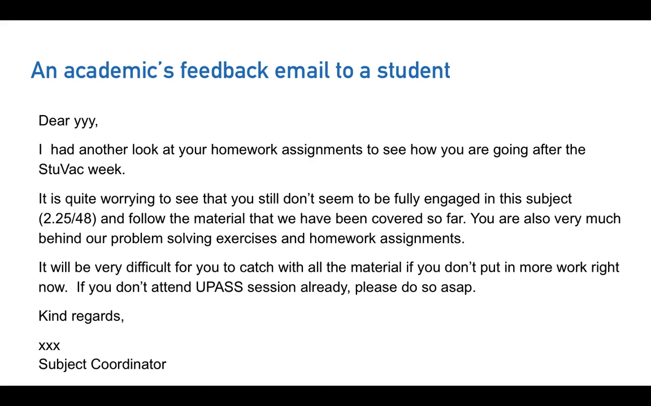All right, now, here's a feedback message from one of our subject coordinators to a student. Sadly, they're not doing very well. They've really not engaged in the subject, they're struggling, and the subject coordinator is suggesting they go and attend a mentoring session. So that's a nice piece of feedback to get. Well, it might not be nice, but it's hopefully constructive.